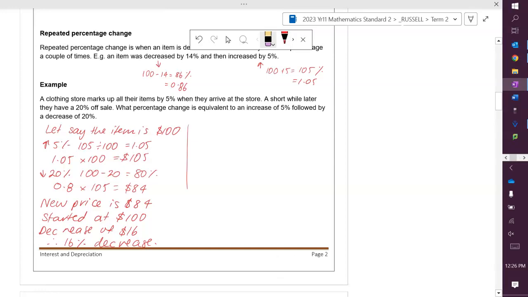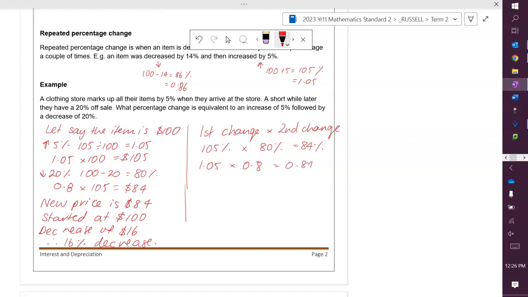Another way we can look at it is if we talk about our first change and we multiply it by our second change, so the percentage. So our first change would be up to 105%. We multiply it by 80%, so taking that 20% off. Okay, if we multiply them together, it gives us 84%. If you do it as your multipliers, it will give you 0.84.